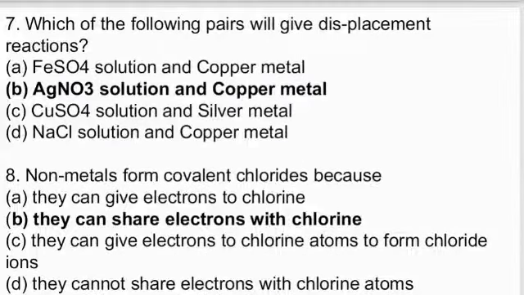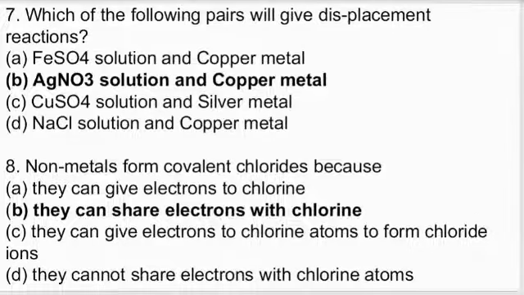Question number 7. Which of the following pairs will give displacement reactions? Options are FeSO4 solution and copper metal, AgNO3 solution and copper metal, CuSO4 solution and silver metal, NaCl solution and copper metal. The correct option is AgNO3 solution and copper metal, that is option B.